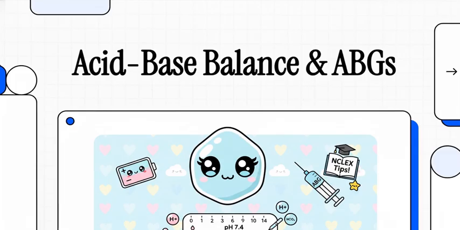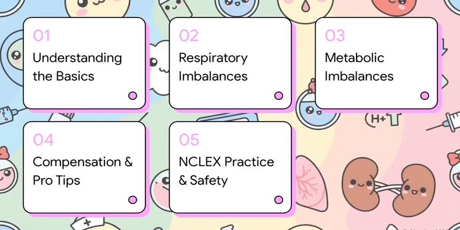In this lesson, we're going to tackle acid-base balance, and we'll do it with simple explanations, really clear diagrams, and of course, those all-important NCLEX tips. All right, so here's our game plan for today. First, we're going to lay down the fundamentals. Then we'll dive into respiratory and metabolic imbalances. After that, we'll see how the body fights back with compensation, and we'll wrap it all up with some NCLEX practice questions and essential safety tips.